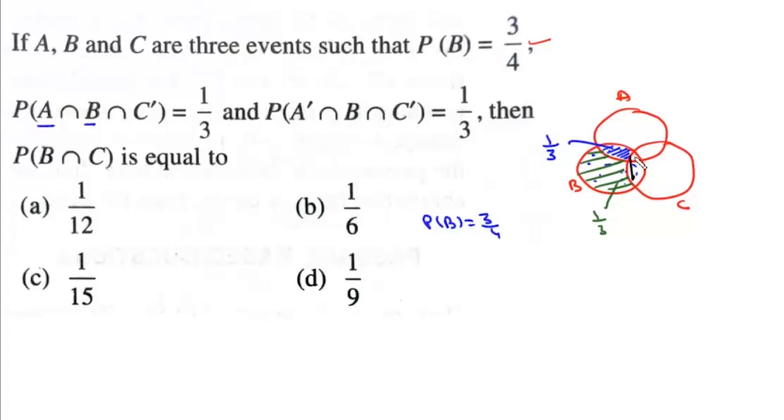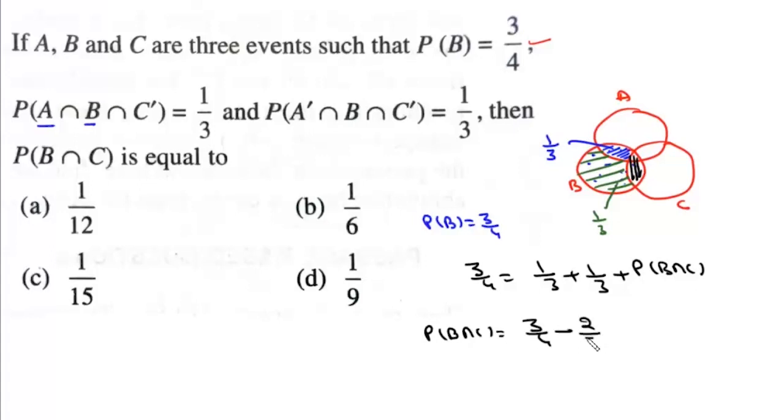Now we are supposed to find this probability. Now we know that the sum of all these three will be equal to P(B). So 3 by 4 equals 1 by 3 plus 1 by 3 plus probability of B intersection C. So probability of B intersection C will be 3 by 4 minus 2 by 3, which is 1 by 12, and that's your option A.